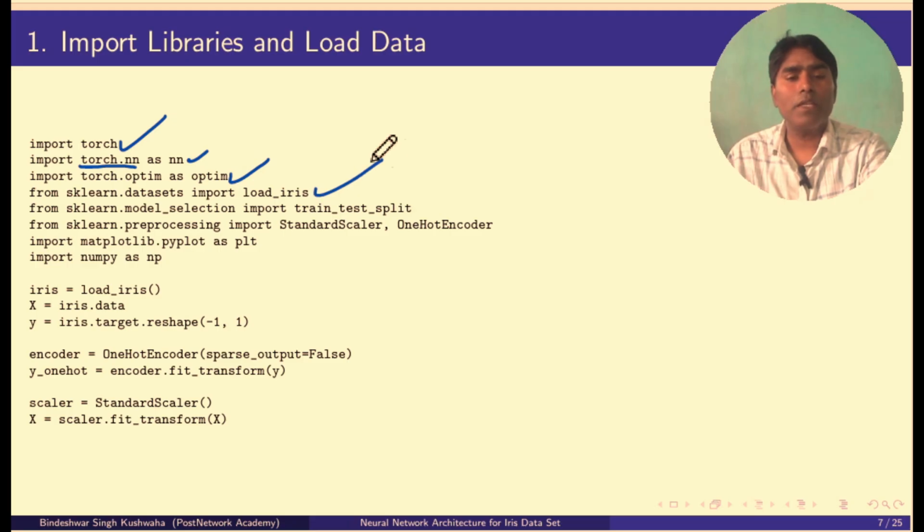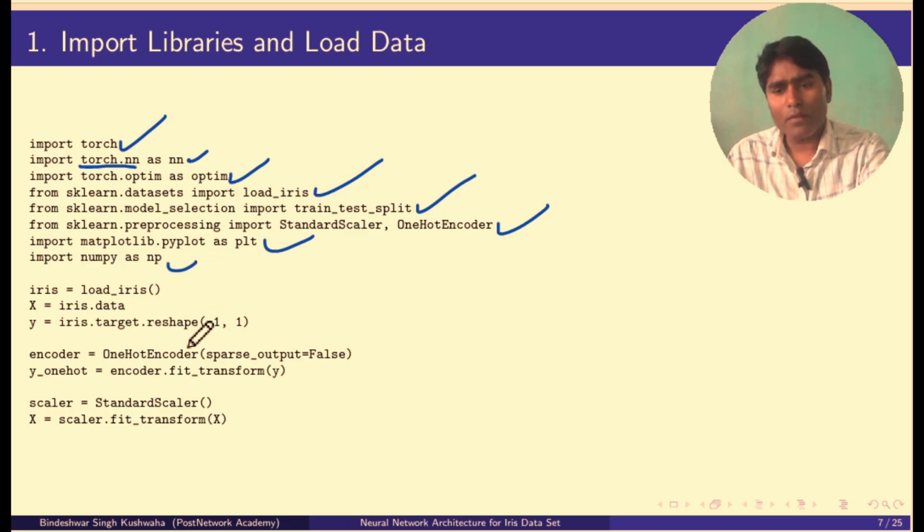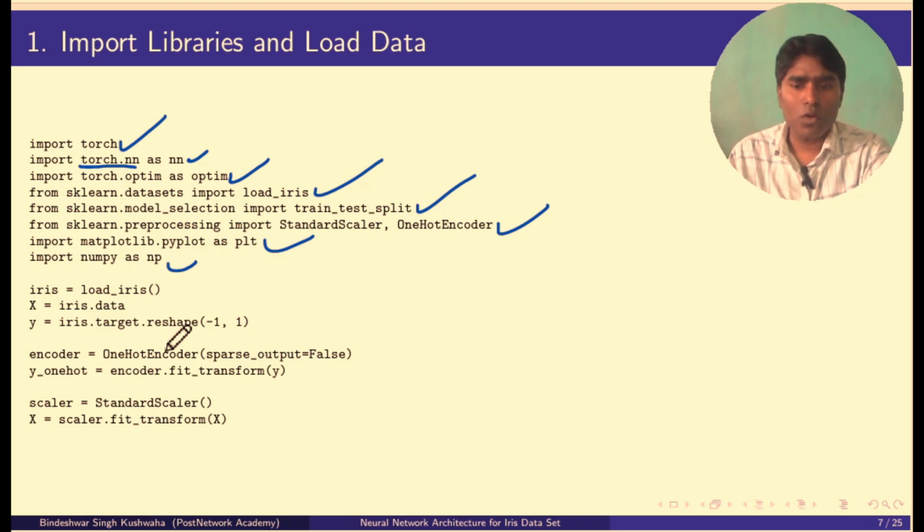The Iris dataset we will get from the scikit-learn library, and we will split train and test using that library from model selection, and one hot encoder. So it will just convert label data into numericals. Finally, we will use the matplotlib library, and the numpy library for some uses like conversion. So basically this code imports libraries and loads data.